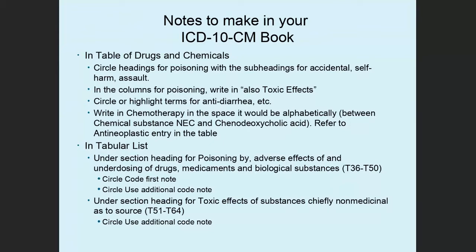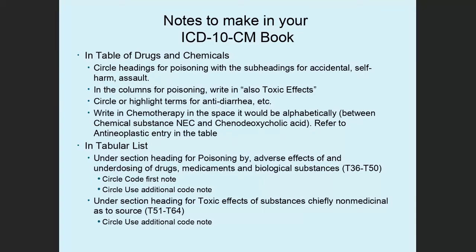Now, one of the most important things that you might look up and not be able to find is chemotherapy. So look where it would be if it was in the table of drugs, between chemical substance NEC and chenodeoxycholic acid, and then write in chemotherapy and refer yourself to the anti-neoplastic entry in the front of the table. So that's in the table of drugs.